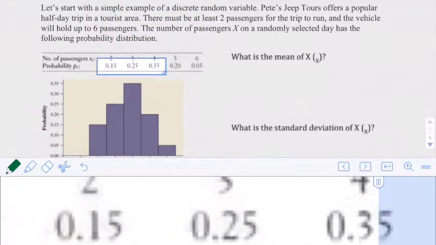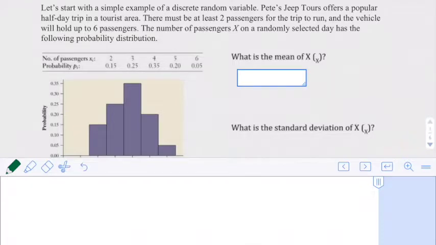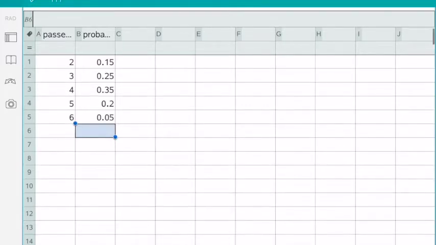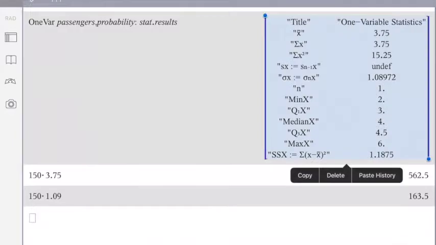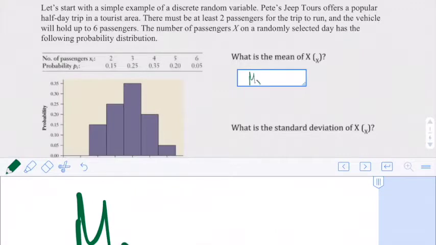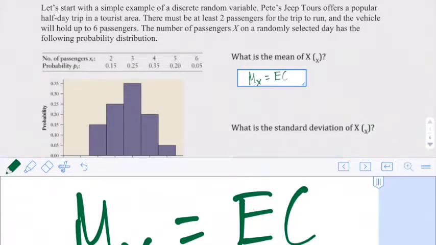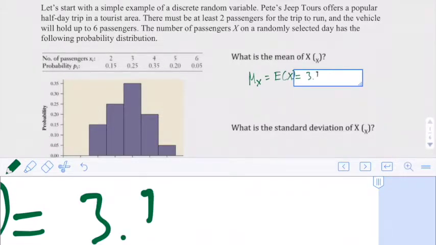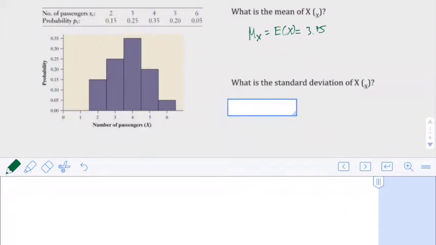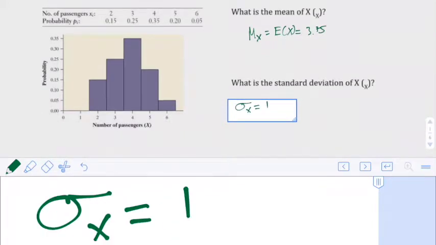Well, we could do this two ways. We could say 2 times 0.15 plus 3 times 0.25. I'm not going to do that. I'm just going to fill it in my calculator because I've already done it once. So there's our Jeep tour data. We do our one variable statistics and we get a mean of 3.75 and a standard deviation of 1.08972. So we're using the population standard deviation, which is rare because we have all of the data. This is population. We don't have a sample. So mu of x, or we could say the expected value of x, equals 3.75. And the standard deviation, we're using our sigma of x for population, 1.09.